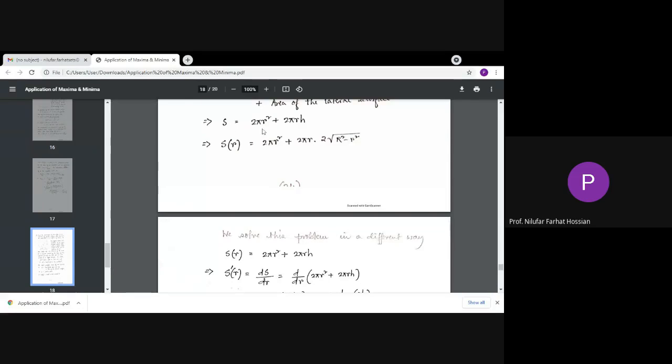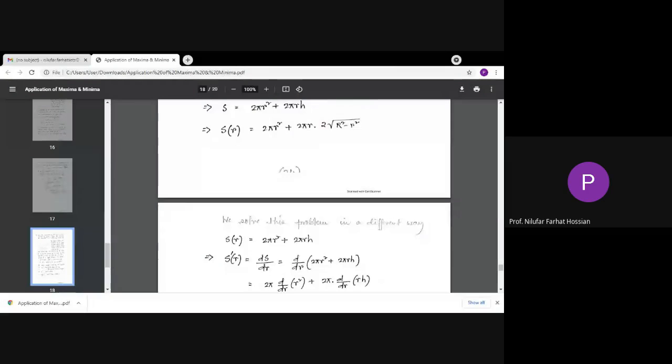And let us make it an expression in a single variable. So just put down the value of h. What was h? h was 2 into root over capital R square minus small r square. So now S, this surface area, becomes a function of r only.